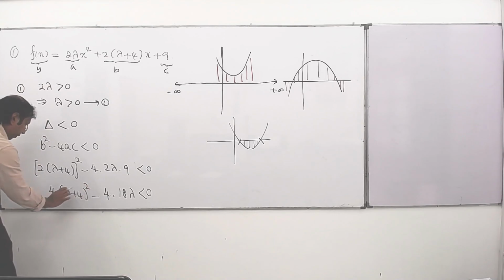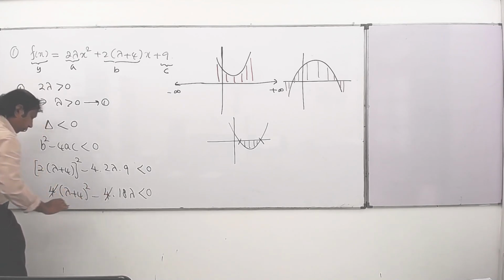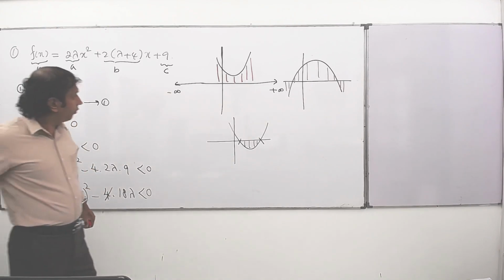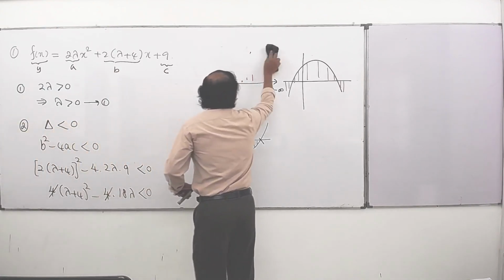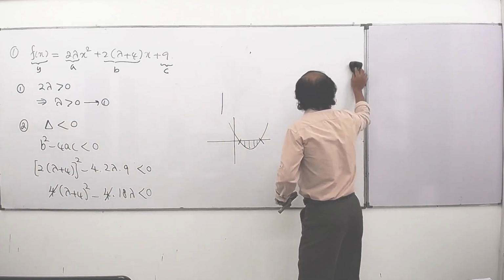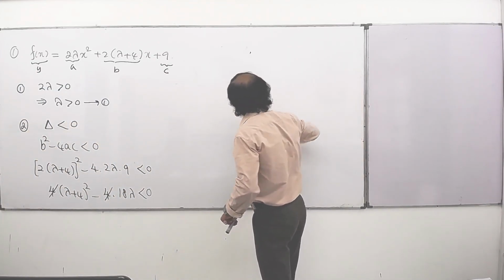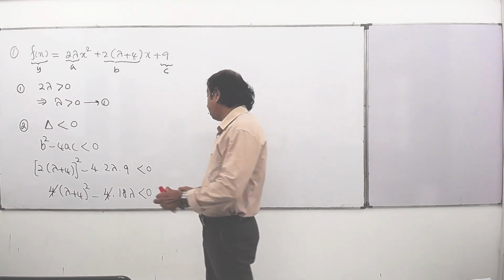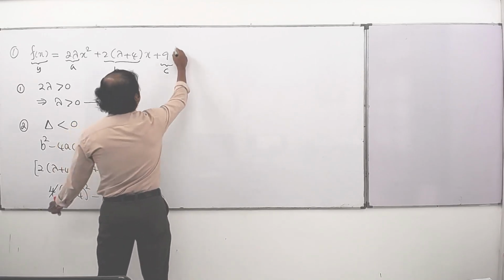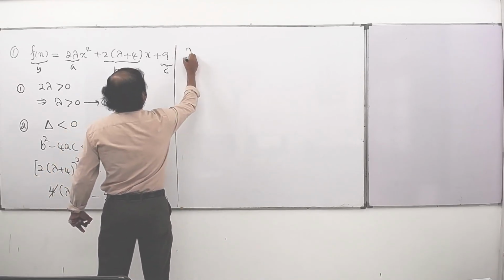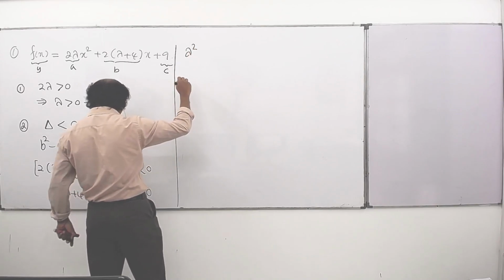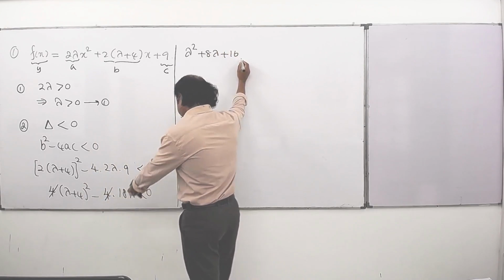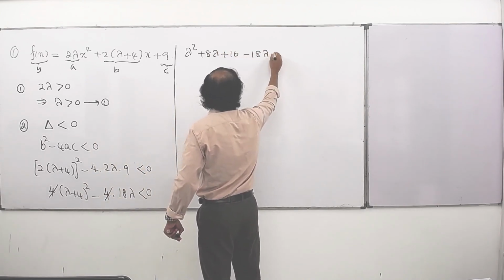We can divide both sides by 4, that means we can cancel down this 4. Now we'll simplify this. What do we get there? Lambda squared plus 8 lambda plus 16 minus 18 lambda less than 0.